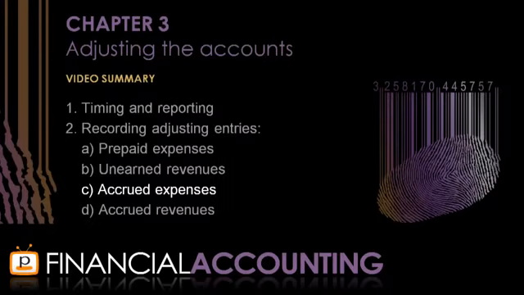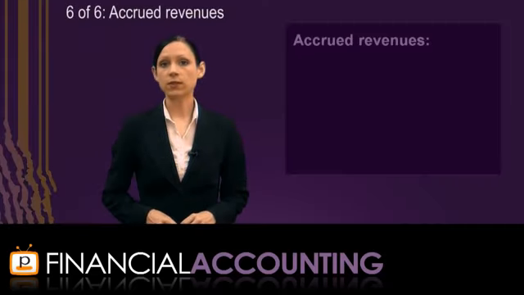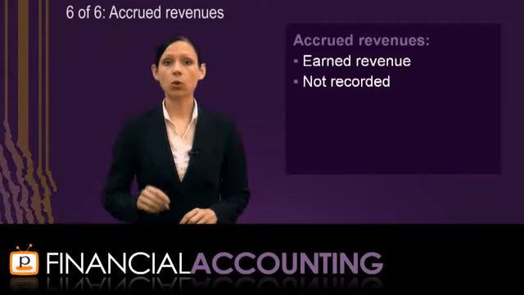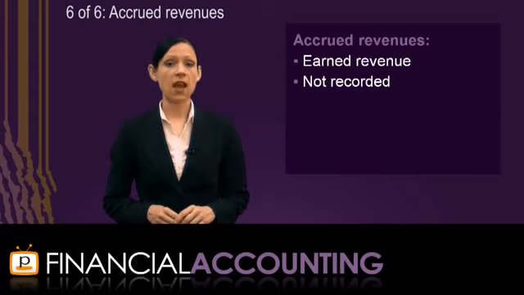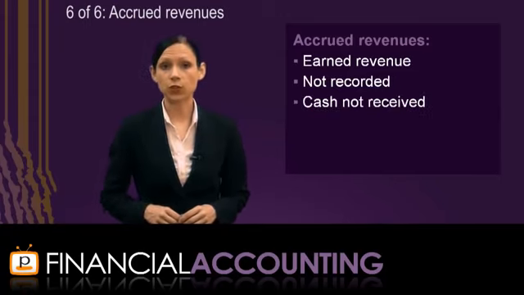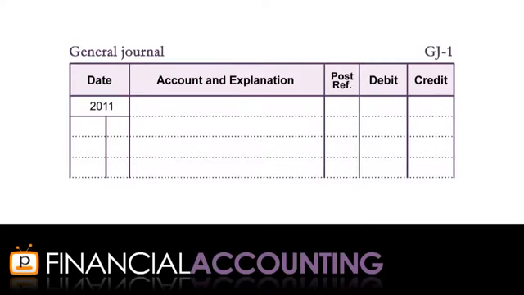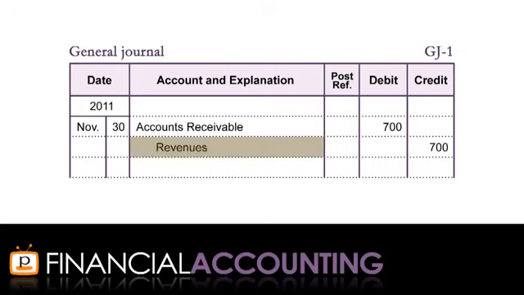After accrued expenses, the final type of adjusting entry is accrued revenues. Accrued revenues are revenues that we have earned that are not recorded in the accounts at the end of the accounting period and for which we are due to receive the cash in a future accounting period. The journal entry for accrued revenues consists of a debit to accounts receivable for the amount of the accrued revenues to record the cash that is expected to be received from the revenues earned. The credit is recorded in the revenues account to record the revenues earned, so the correct amount of net income can be reported at the end of the accounting period.